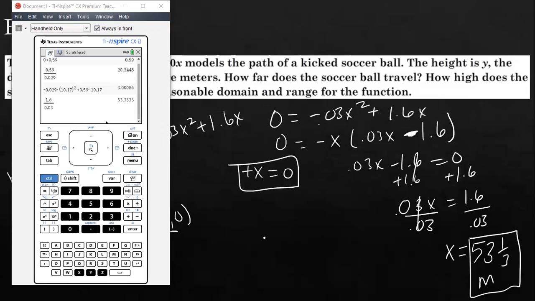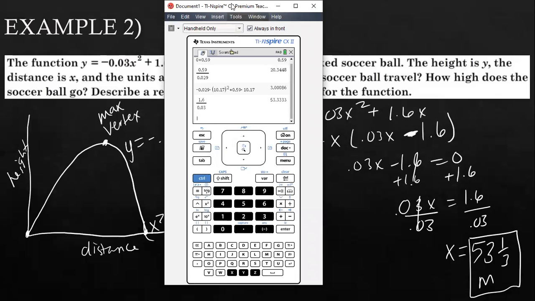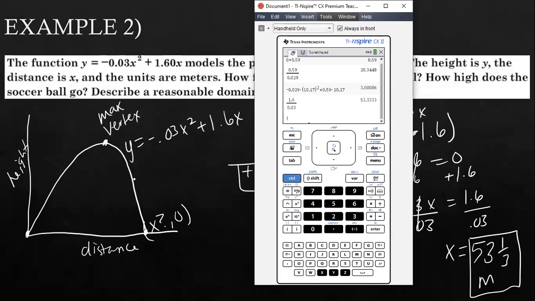And then the second part wants to know how high. We talked about that means you're finding the vertex. You can find the vertex by calculating or graphically. If you choose to calculate, what you're doing is finding the halfway point and plugging that value in. So the halfway point would be the distance divided by 2. And then I would plug that into the function. So we have negative 0.03 times the halfway distance, squared, plus 1.6 times also the halfway point distance, and hit enter, and you get the value of 21 1/3 is how high the ball went.